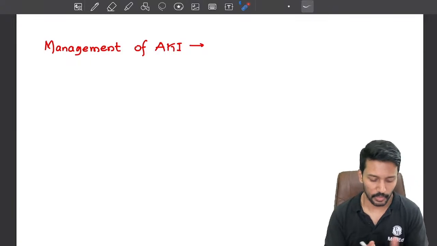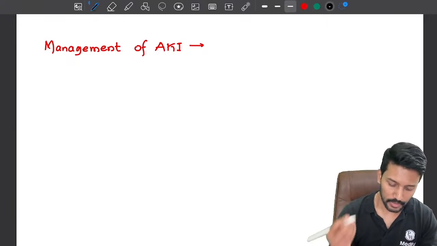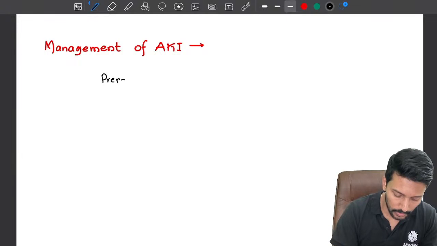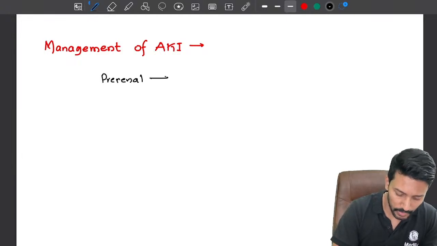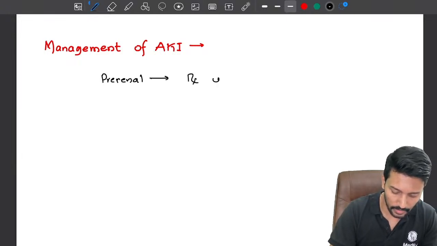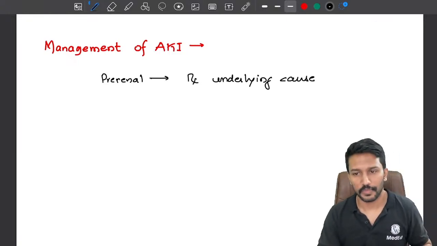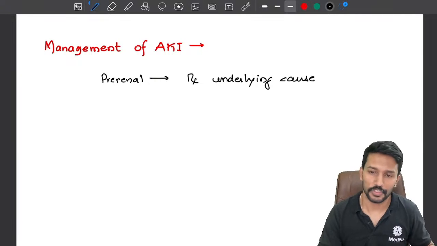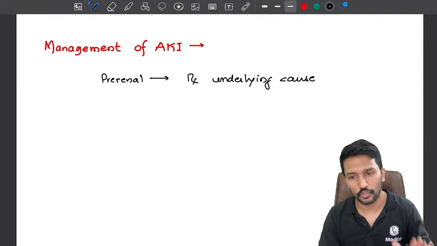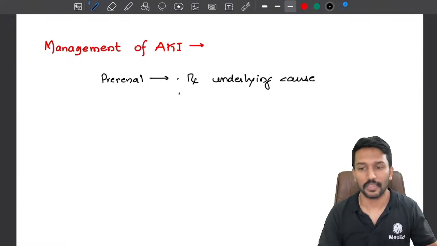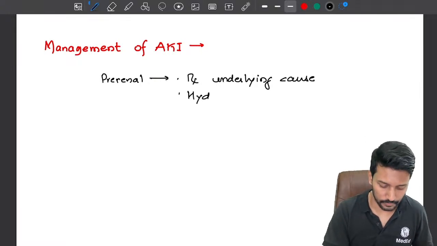Okay. Now last point, coming to the management. How do you manage a case of AKI? Obviously it depends on the cause, right? If it is pre-renal, right, number one, treat underlying cause. If you are giving NSAIDs, withdraw, right? If you are giving any other substance which is known to alter the renal autoregulation, for example ACE inhibitors, ARBs, stop, right? Then if there is hypovolemia, give a generous hydration, right? Hydration.